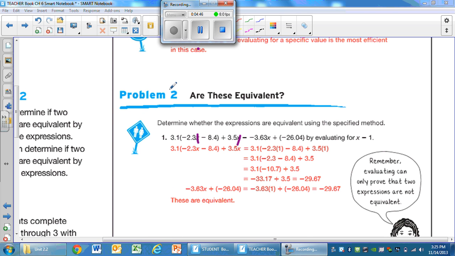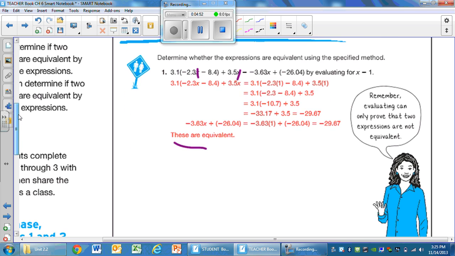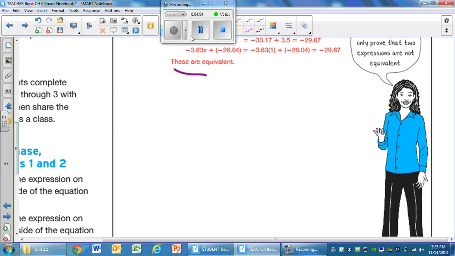Both sides equal negative 29 and 67/100, so these are equivalent. So let's move on. See what that means. Next page.